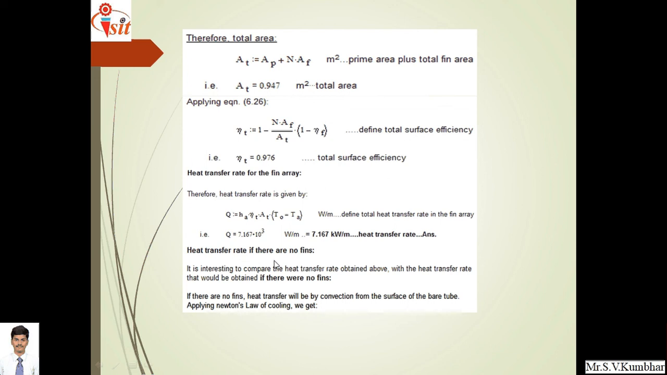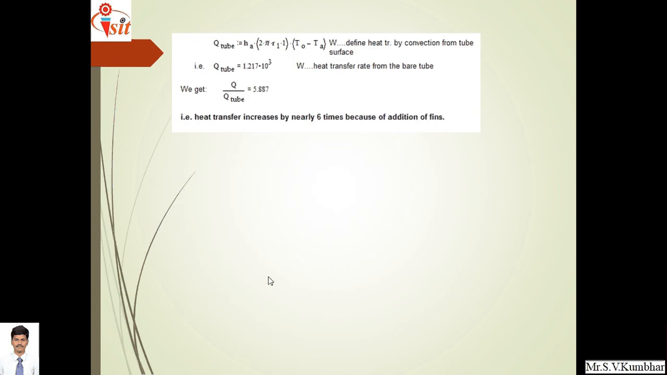Now the heat transfer rate if there are no fins. It is interesting to compare the heat transfer rate obtained above with the heat transfer rate that would be obtained if there were no fins. If there are no fins, heat transfer will be through convection only. So applying that law, Q tube is equal to hA (T0 minus Ta), where A is the circumferential area of the tube. So Q tube is equal to 1.217 into 10 raised to 3. So its effectiveness, Q upon Q tube, is equal to 5.88.